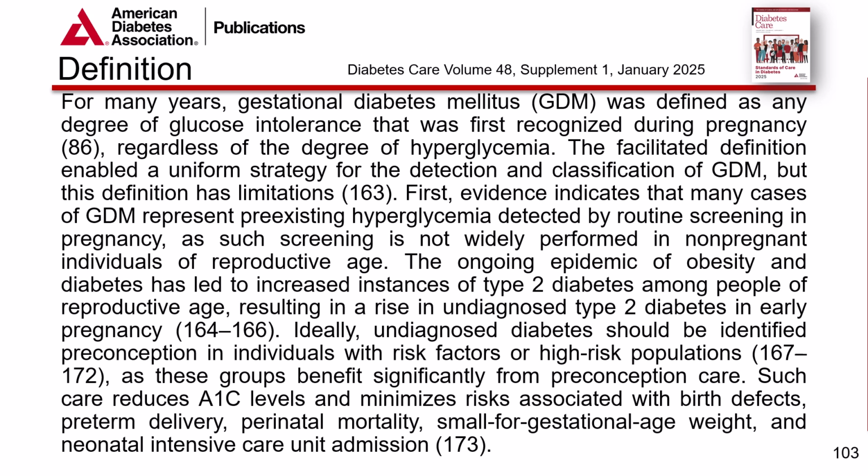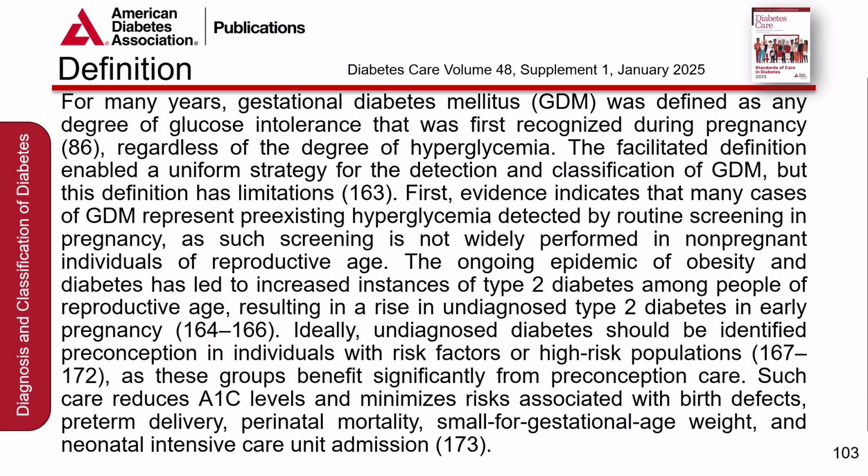Definition. For many years, gestational diabetes mellitus was defined as any degree of glucose intolerance that was first recognized during pregnancy, regardless of the degree of hyperglycemia. The facilitated definition enabled a uniform strategy for the detection and classification of gestational diabetes mellitus. But this definition has limitations. First, evidence indicates that many cases of gestational diabetes mellitus represent pre-existing hyperglycemia detected by routine screening in pregnancy. As such, screening is not widely performed in non-pregnant individuals of reproductive age. The ongoing epidemic of obesity and diabetes has led to increased instances of type 2 diabetes among people of reproductive age, resulting in a rise in undiagnosed type 2 diabetes in early pregnancy.